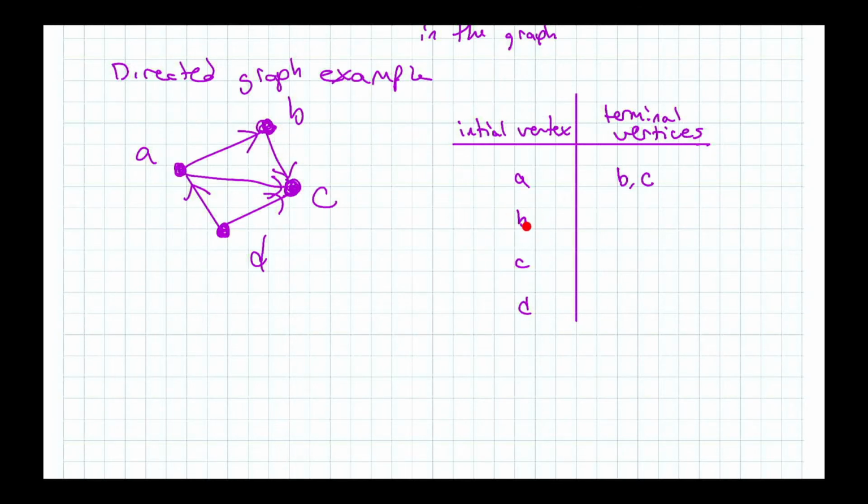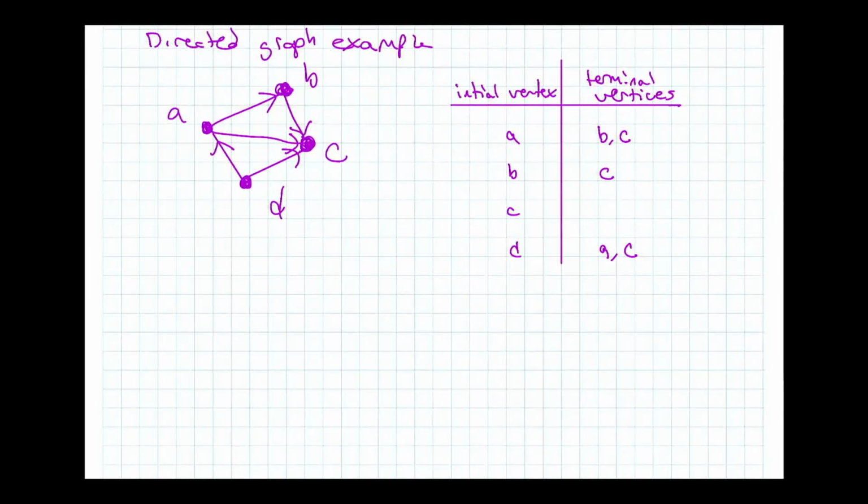And then for B, B only has one arrow out. It goes to C. Nothing actually leaves C though. So C is not an initial vertex for anything. So this is just empty. Then we're on D, D to C and to A. So that's it. That's how you would do an adjacency list for a directed graph.